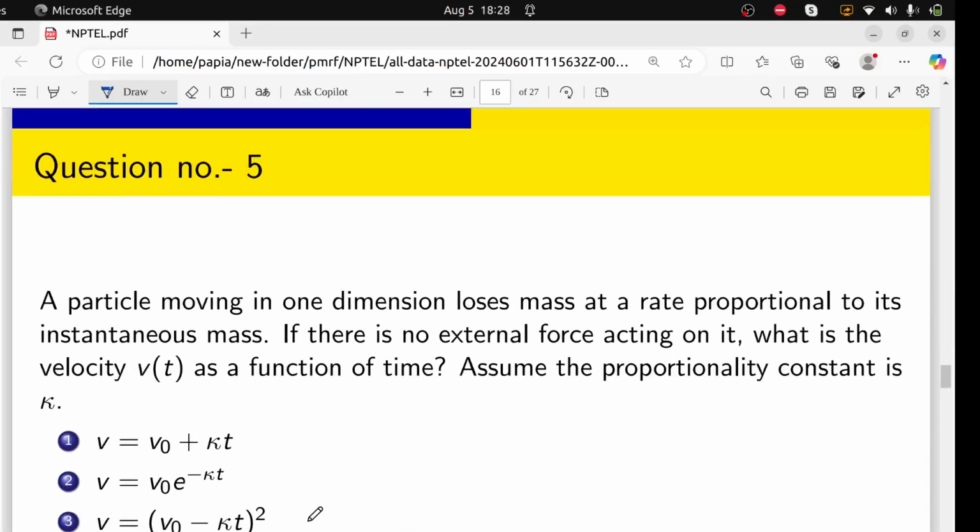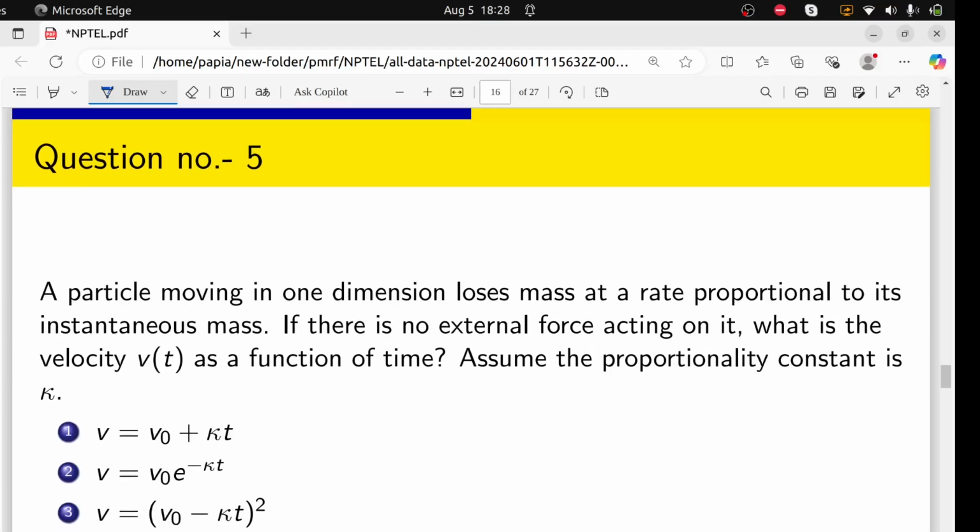Okay, so this is a little bit tricky question, but it's a very simple, good question. So now coming to question number 5. A particle moving in one dimension means obviously only the x dimension is there, and the y and z dimensions are 0. It loses mass at a rate proportional to its instantaneous mass. This is the important one.